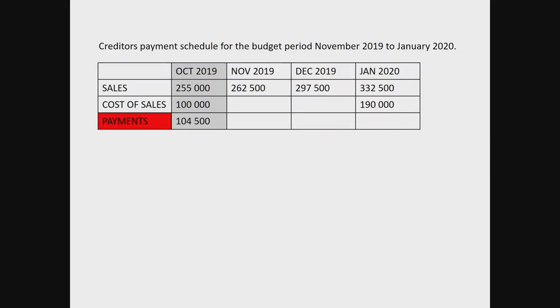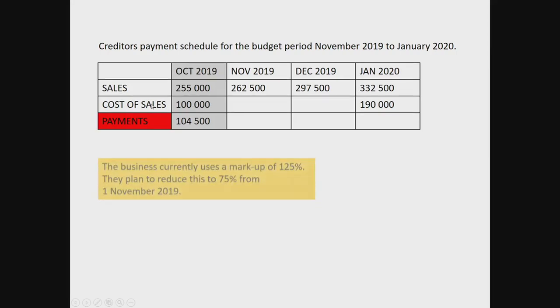Okay, let's just move on. Then the next thing that they have is a creditor's payment schedule. All those figures are in your answer book, and it's in the question paper as well. The only thing is, they're giving me the sales, and we have to calculate the cost of sales. So there should be information.